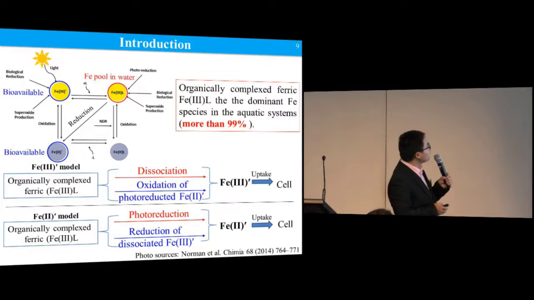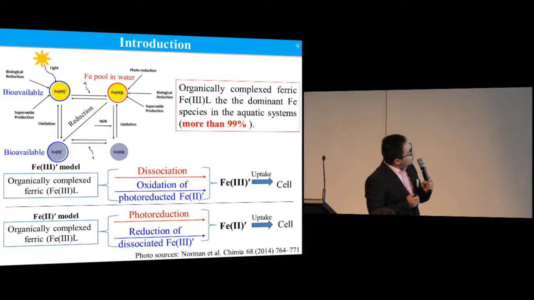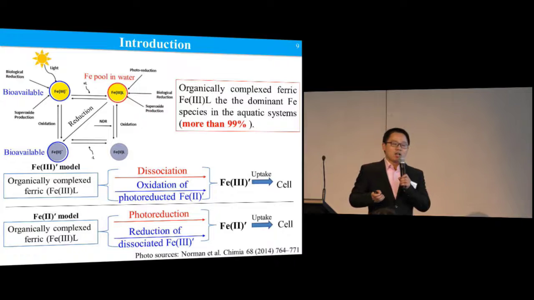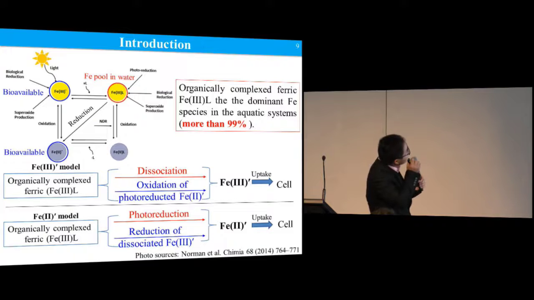Because of the low solubility of inorganic iron, organic complexed ferric iron is the dominant iron species in the water system and can also be considered as the iron pool in the water. Generally speaking, only uncharged ferric and uncharged ferrous iron are available to most microbes. So, as the iron pool in the water, organic complexed iron can be transformed by abiotic or biotic pathways to form inorganic ferric or inorganic ferrous iron, and then finally be taken up by cyanobacteria.